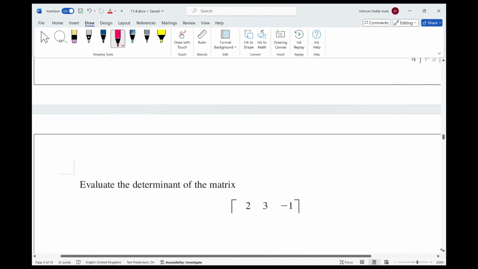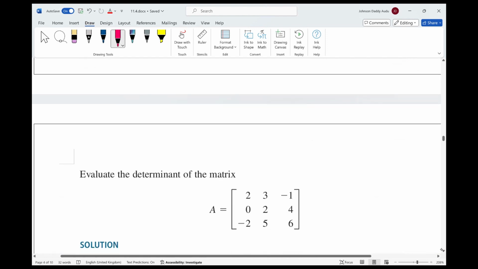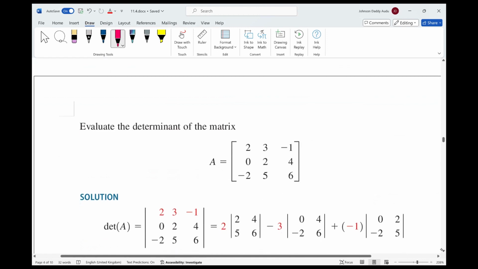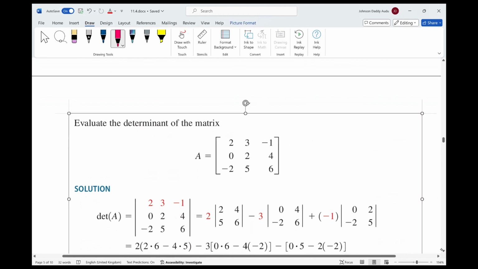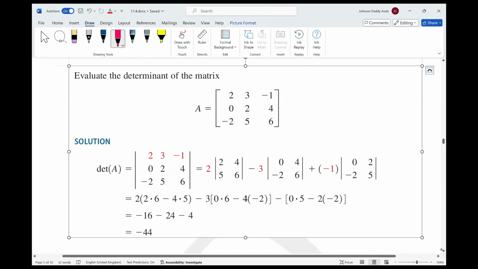So let's see some few examples. Look at this example now. This is example 3 or example 5. Here we calculated the determinant, so let's just go through it.